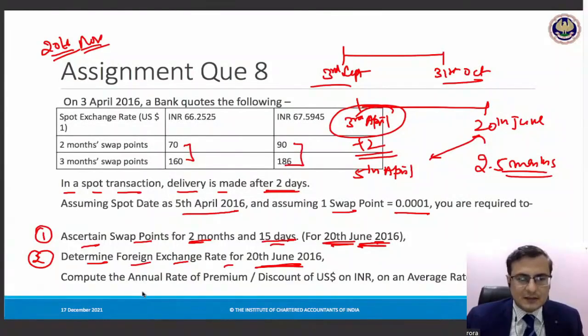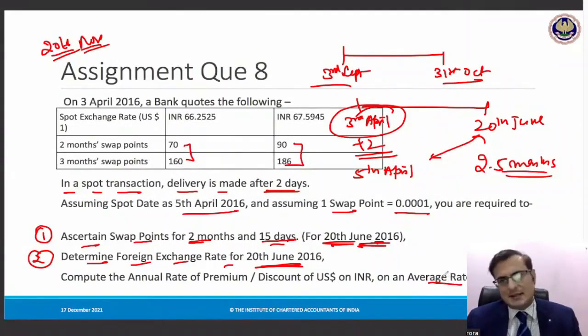And the third one, compute the annual rate for premium or discount of US dollars on INR on the average. Average rate, not the actual rate. Sir, what does this mean? Calculate annual rate of premium or discount. Beta, percentage of premium. Sir, premium percentage, so we have not calculated. Beta, spread. Do you remember spread? Sir, spread first class.